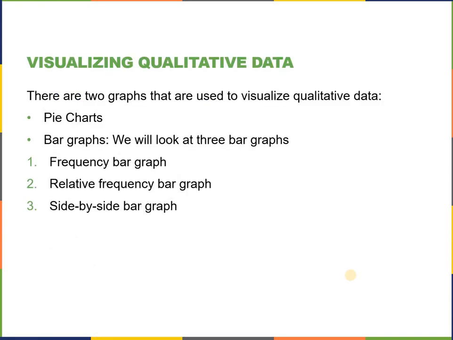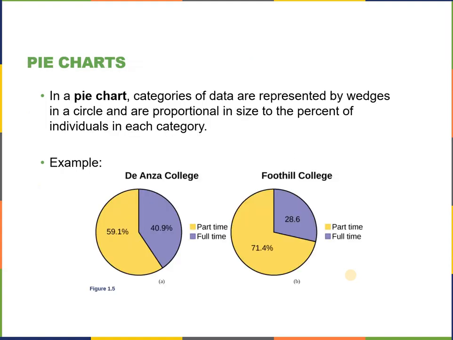Visualizing qualitative data. There are two graphs that are used to visualize qualitative data. Those graphs are pie charts and bar graphs. We have 3 bar graphs that we're going to discuss in this course. The first graph is the frequency bar graph. The second one is a relative frequency bar graph, and then the side-by-side bar graph.